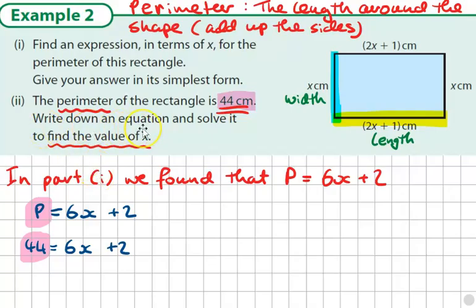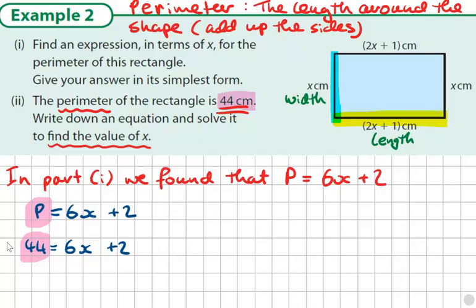So we've written down an equation. It's an equation because it has an equals in it. And now we want to solve it to find the value of x. So we're going to do letters to the left, numbers to the right. When I say letters to the left, I mean any term containing a letter. So 6x has a letter in it. So we're going to move that over the equal sign to the left-hand side. And the sign will change. It will become minus 6x.